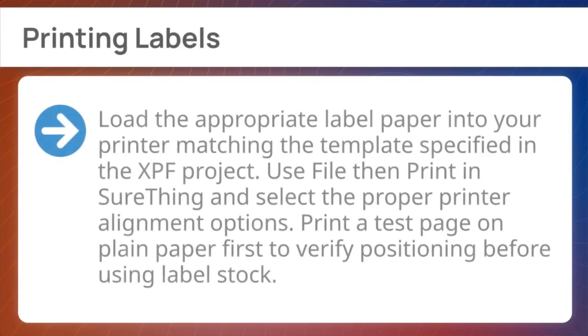Next, printing labels. Load the appropriate label paper into your printer, matching the template specified in the XPF project. Use File, then Print in SureThing, and select the proper printer alignment options. Print a test page on plain paper first to verify positioning before using label stock.